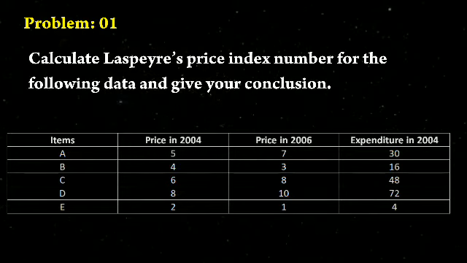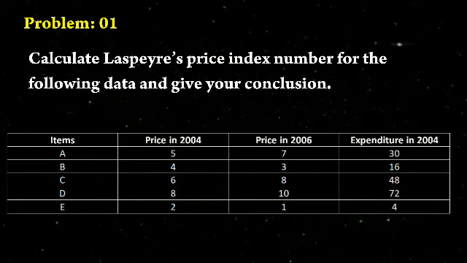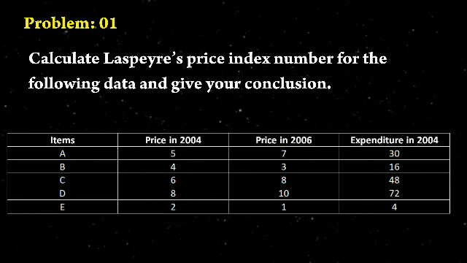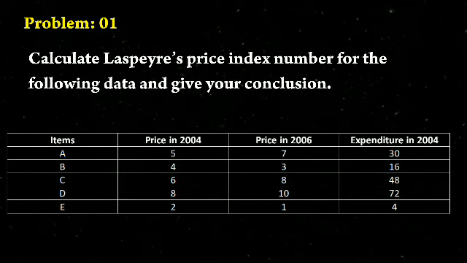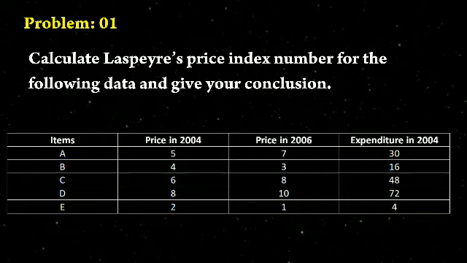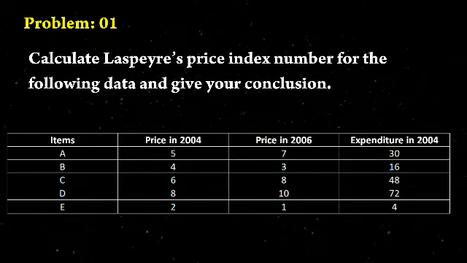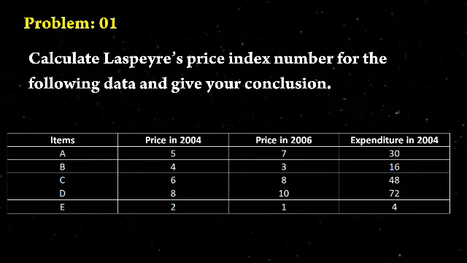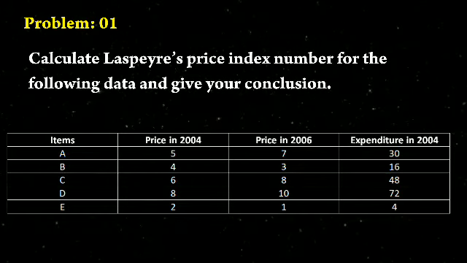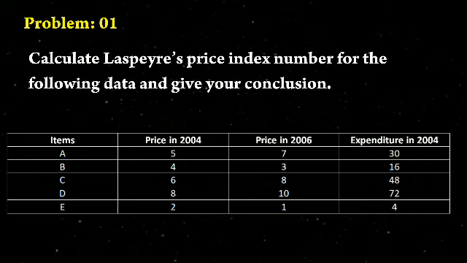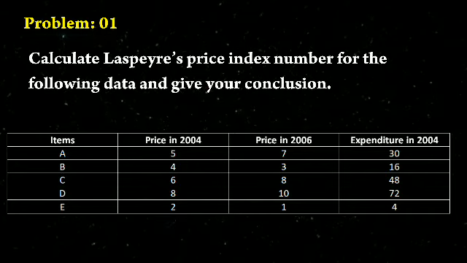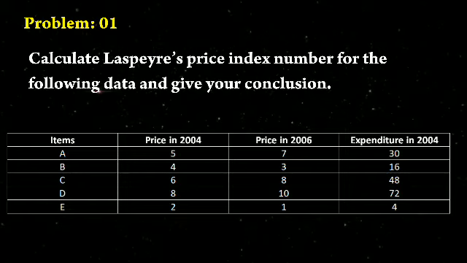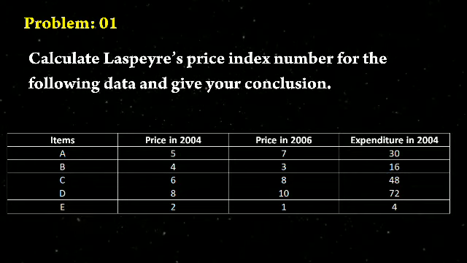In the table, as you can see, 5 different items are given along with their price values and expenditure. So price values for the year 2004 and 2006 are listed in the table. So here base year is 2004 and 2006 will be the current year. And also expenditure values are given for the year 2004. Here since 2004 is your base year, these are the expenditure values for the base year.